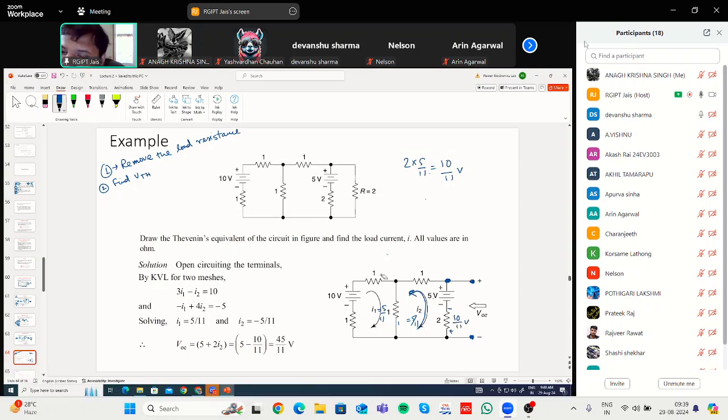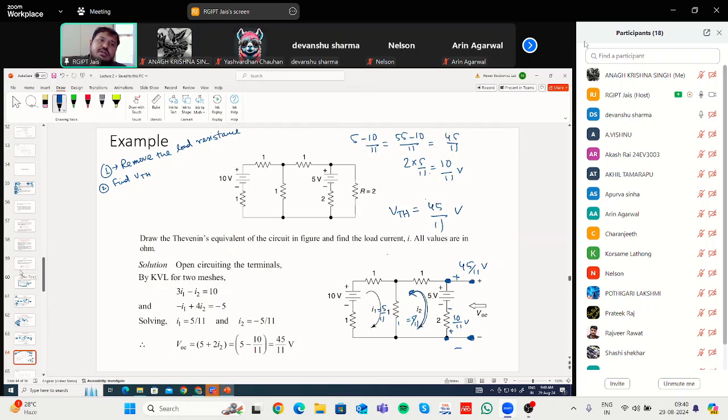Now you have to see what the potential difference is across these two terminals. Here there is a 5 volt and in the opposite direction there is 10 by 11 volt. So the net potential across these two terminals will be 5 minus 10 by 11, so 55 minus 10 by 11, which equals 45 by 11. The net potential across these two terminals is 45 by 11 volt, and the same potential will be applied across these two terminals. So your VTH, the Thevenin's equivalent voltage, will be 45 by 11 volt.